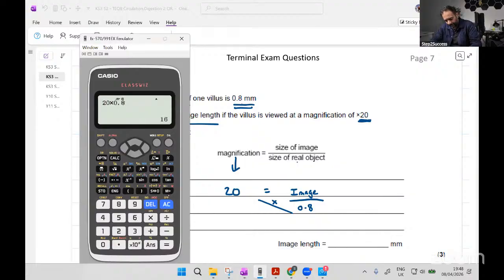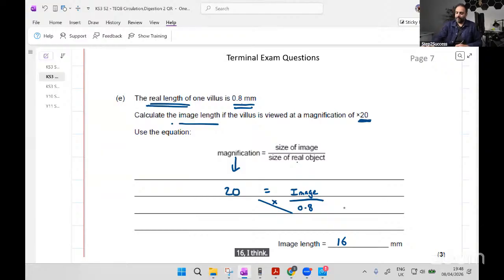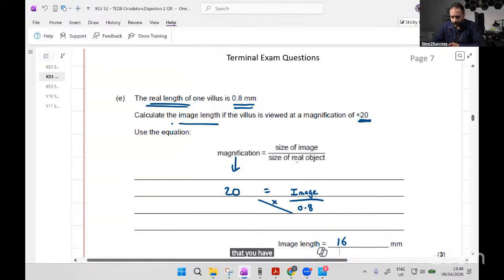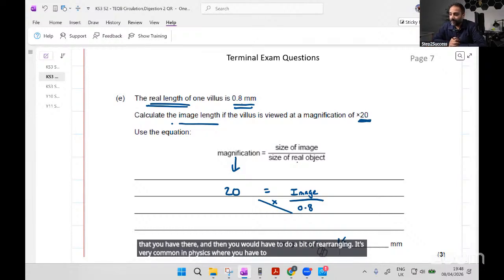16, I think. And it's just 16. That's it. It's about putting the numbers into the formula that you have there. And then you would have to do a bit of rearranging. It's very common in physics where you have to use an equation that they give you to put some numbers in. Anything else?